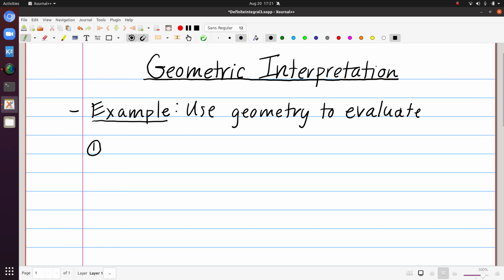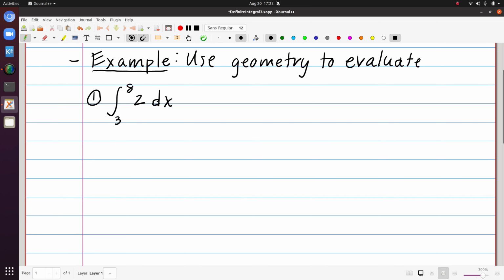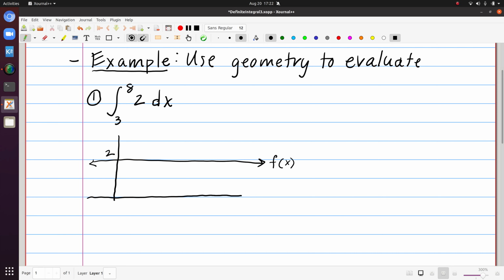So the first one we looked at was the integral from 3 to 8 of the constant function 2. And in the last video, we went through how to evaluate that using the definition directly. To use geometry, what I need to make sure I can see is the graph of this function over the desired interval. So here would be my function f of x equals 2. And let's look at the interval from 3 to 8.